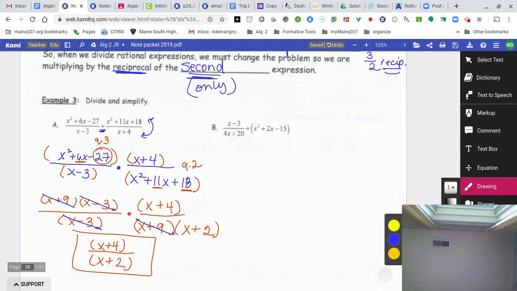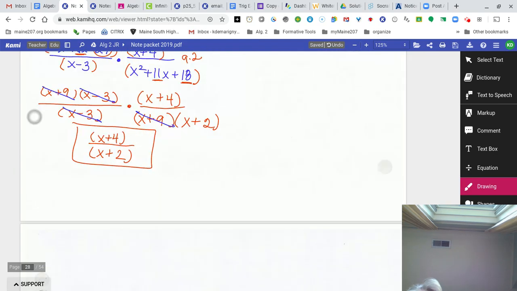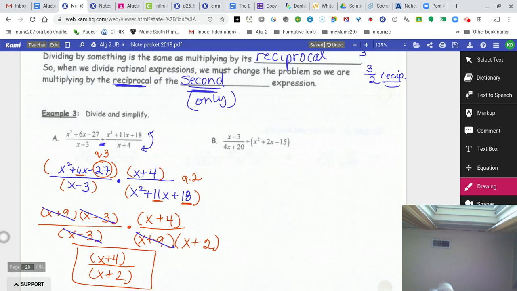Now, you're not telling me any exclusions. We're not graphing. I don't need x-intercepts or y-intercepts. I just want to be able to divide these two rationals. Okay, here's the last one, I think. Yep, last one. All right.